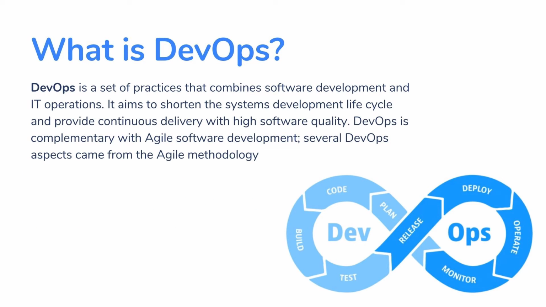DevOps is a set of practices that combine software development and IT operations. It aims to shorten the system development lifecycle and provide continuous delivery with high software quality. DevOps is complementary with agile software development, and several DevOps aspects came from the Agile methodology.